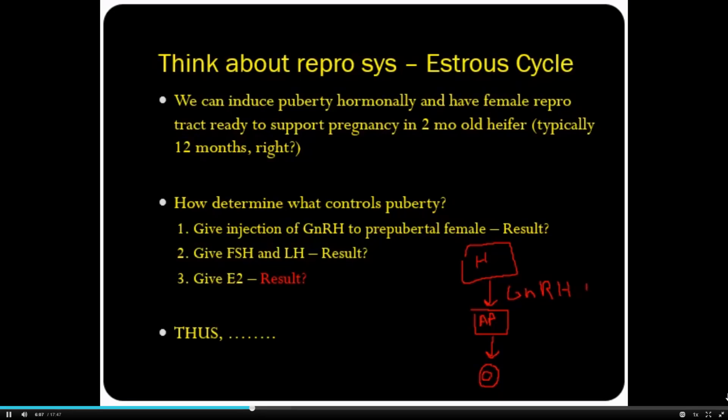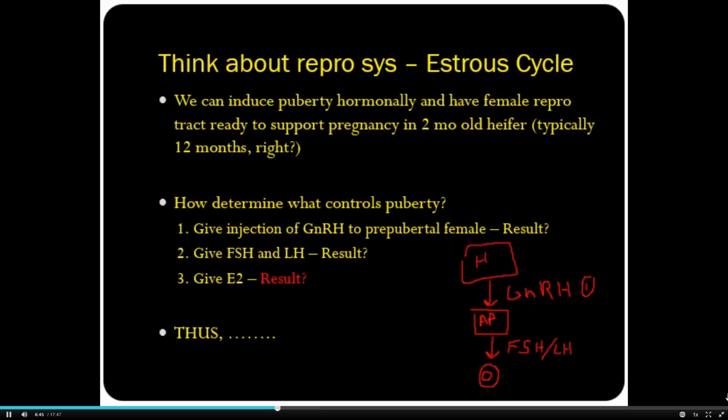So that's number one. I want you to think of, okay, we gave GnRH. It should impact, if this were a mature female, what should it do? If we have a GnRH surge in a mature female, it should cause that female to release FSH and LH if the anterior pituitary is mature enough to respond. In other words, if the anterior pituitary is working, if we give a shot of GnRH, it should end up causing a release of FSH and LH.